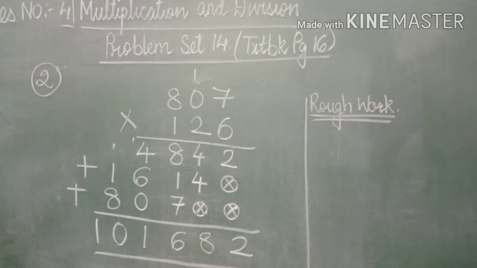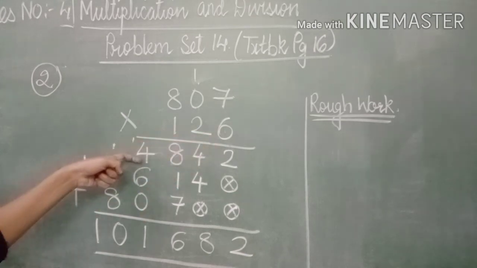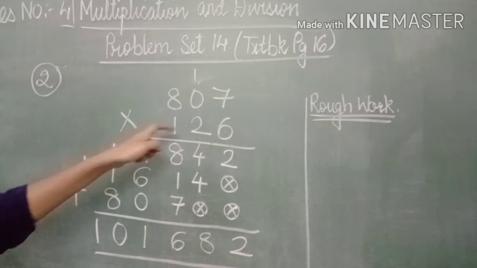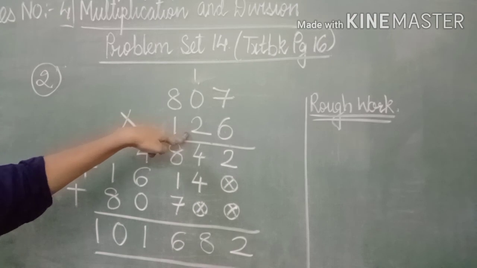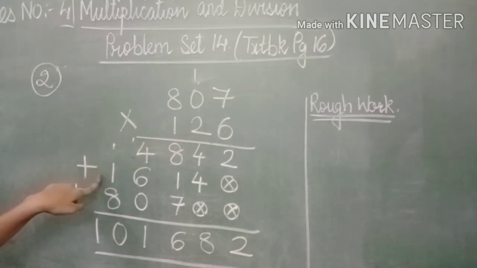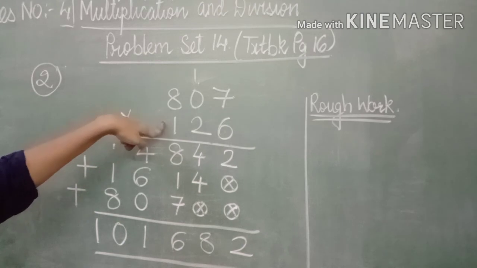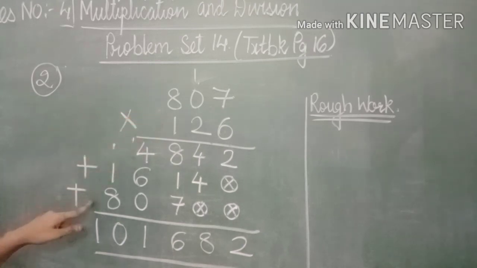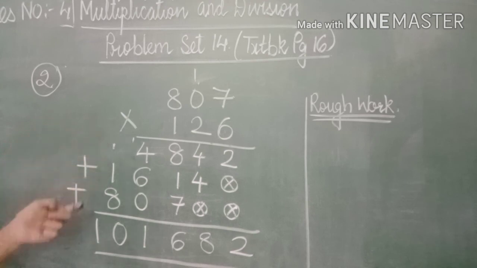So first we have done the calculation for 6, which is in the units place. We got the answer as 48,042. Then we multiplied with 2, which is in the tens place. We got the answer as 16,140. Then we multiplied with 1, which is in the hundreds place. We got the answer as 80,700. We have added the units, tens and hundreds results. At last we get the final answer.